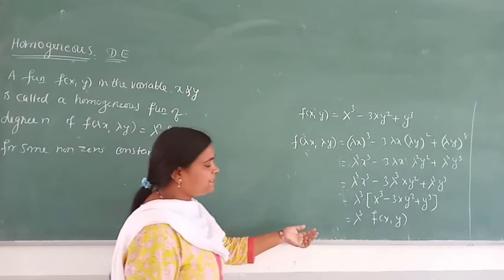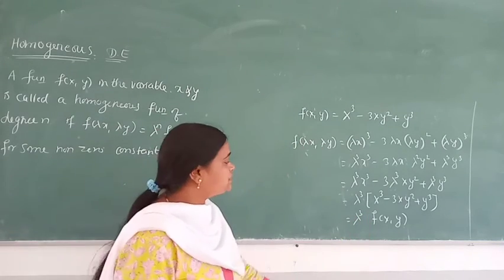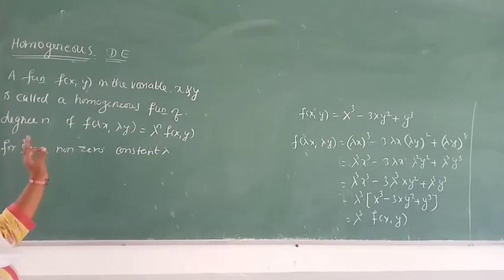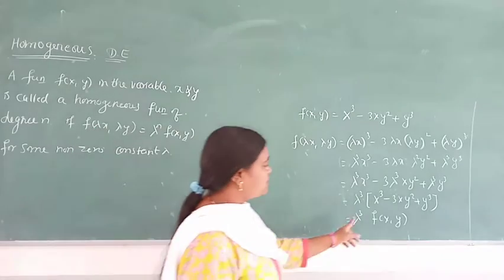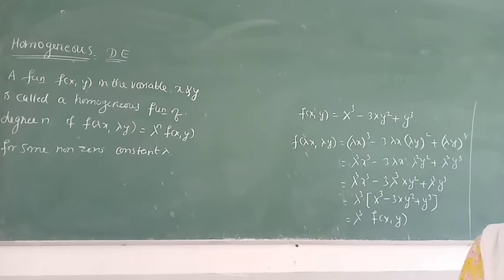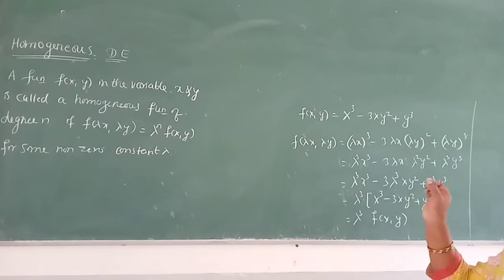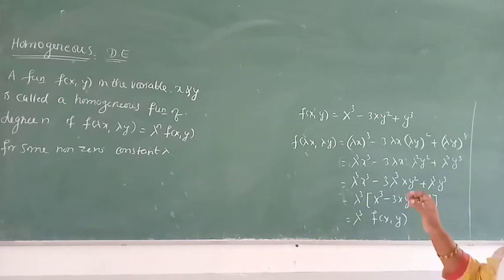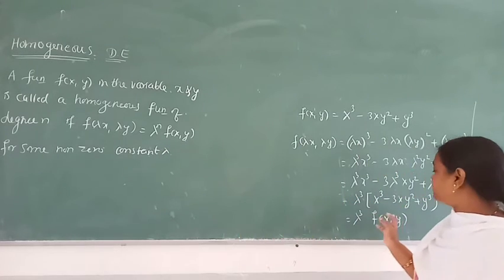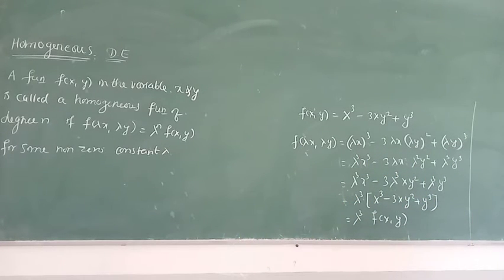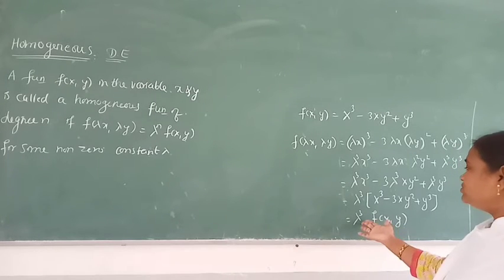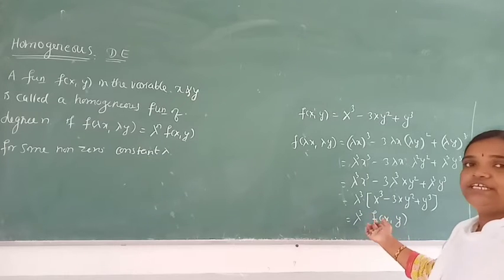Okay, if you replace, we get lambda to the power 3. Means this 3 represents the degree. Okay, it is a homogeneous function of degree 3. Suppose they ask to verify whether the given function is homogeneous or not. Means replace x as lambda x, y as lambda y. Then if we get the form lambda to the power n f of xy, such type of function we call a homogeneous function. Suppose they ask what is the degree, we can say that it is a homogeneous function of degree 3.